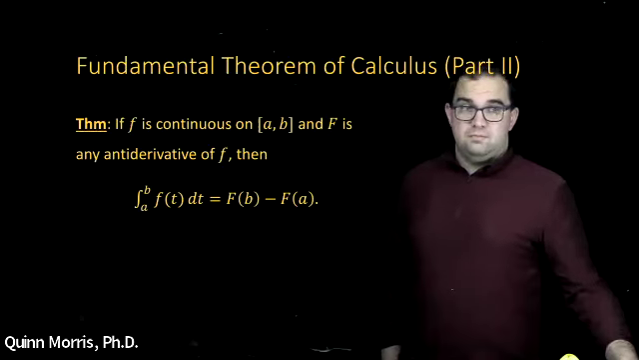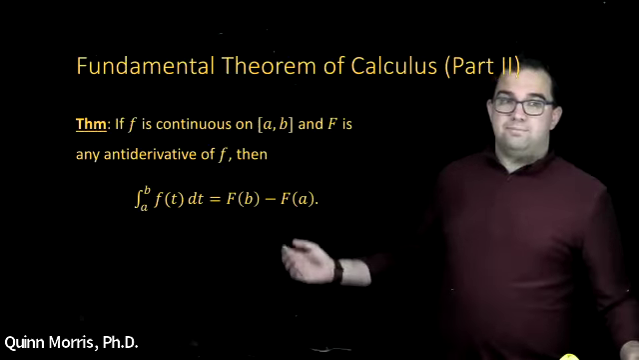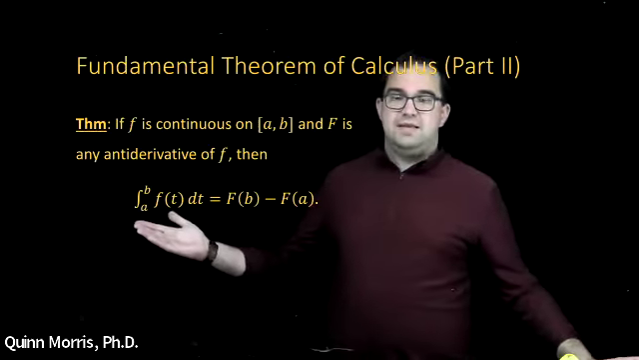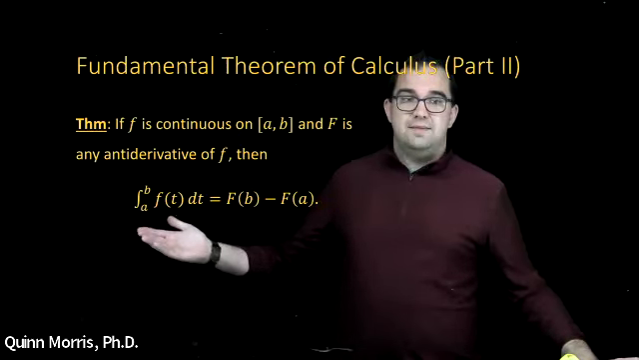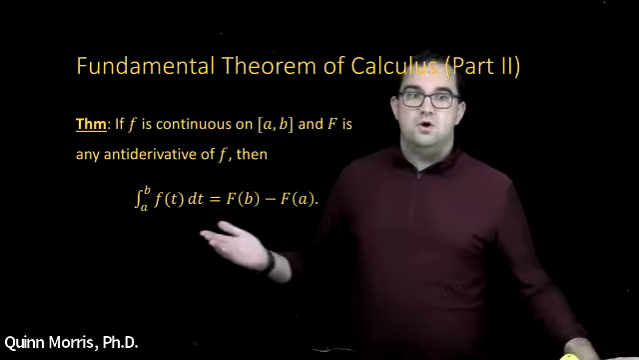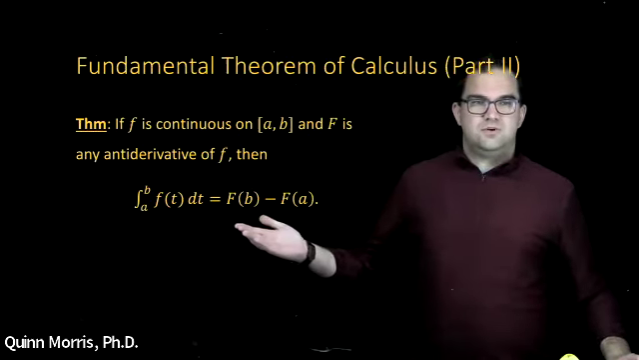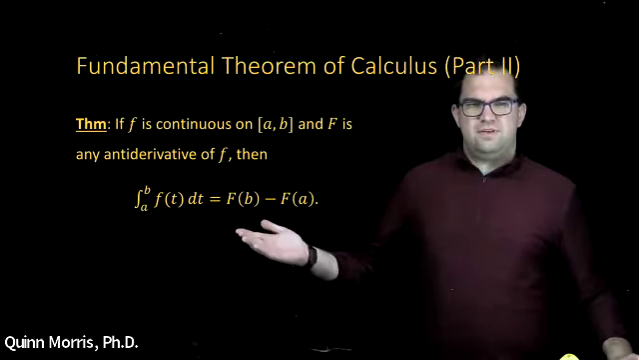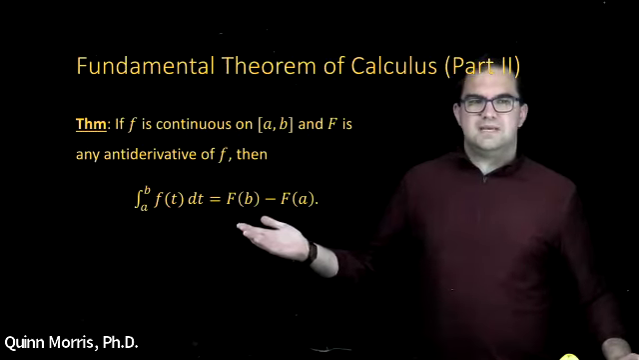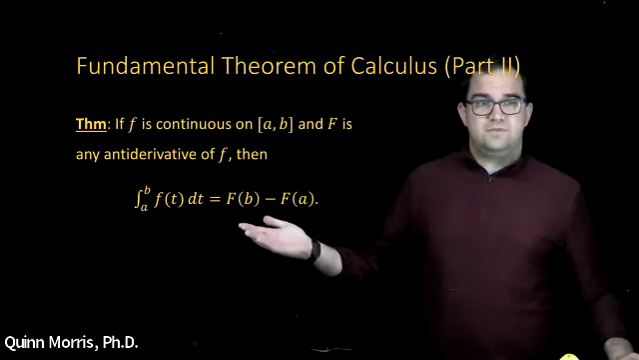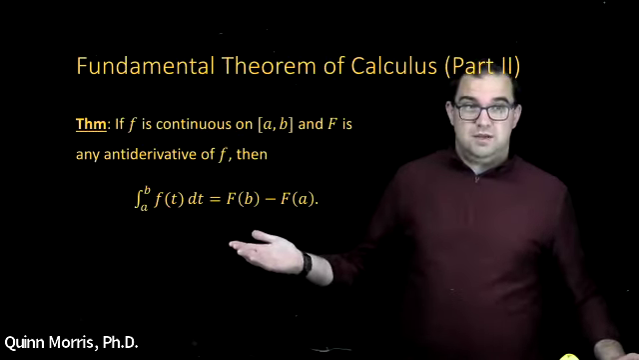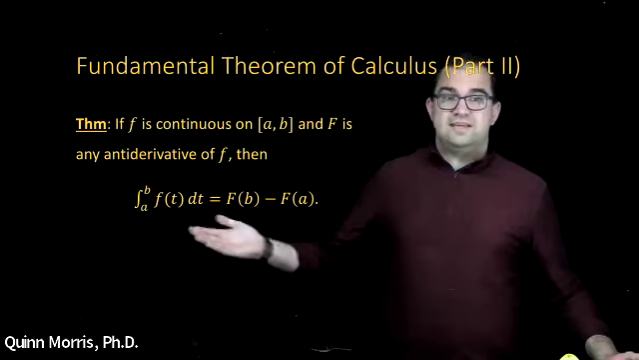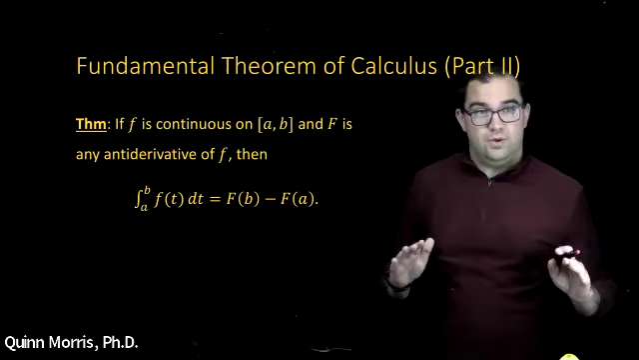This is really a miraculous fact when you think about it. If you look at the left-hand side here, this is a definite integral. This is defined in terms of limits of Riemann sums. On the right, these are an antiderivative function evaluated at 2 different points. This is something to do with derivatives. This is a limit definition that has nothing to do with Riemann sums. So on the surface, these two things have absolutely nothing to do with one another.